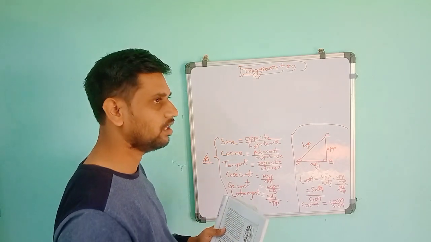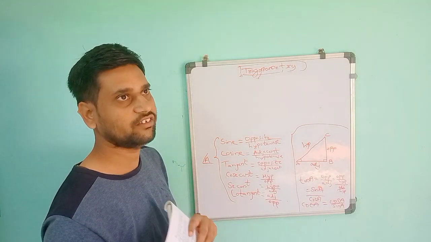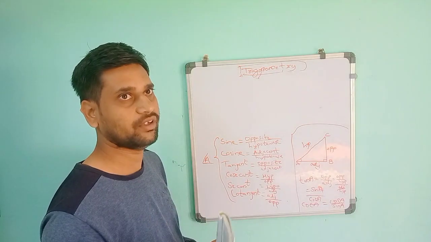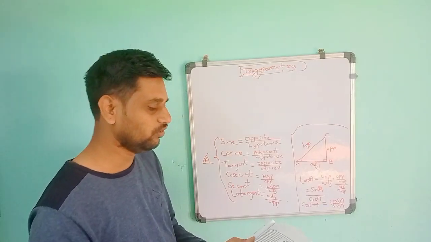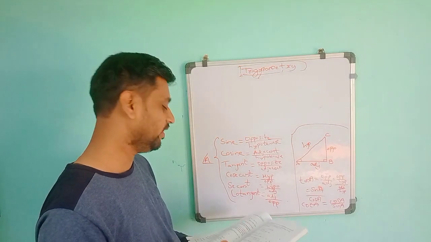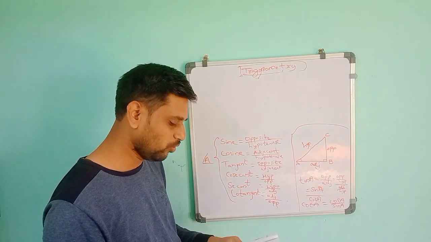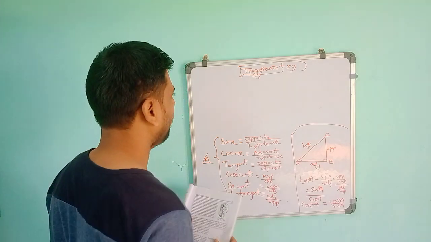One method is there. The values of the trigonometric ratios of an angle do not vary with the lengths of the sides of the triangle if the angle remains the same. So we have to prove that one. For this proof, one example they have given.